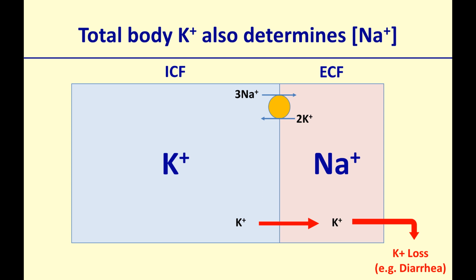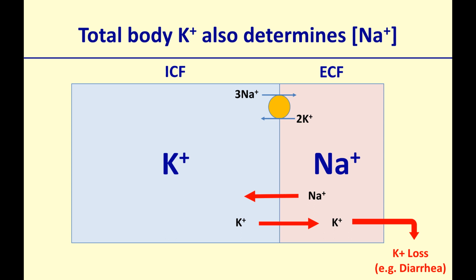And the problem is that you're losing a cation, a positive charge. So in order to maintain electrolyte neutrality, the cell has to gain a positive charge. So the cell is going to gain sodium. So sodium goes inside the cell, and therefore that will reduce the concentration of sodium in the ECF, causing hyponatremia.